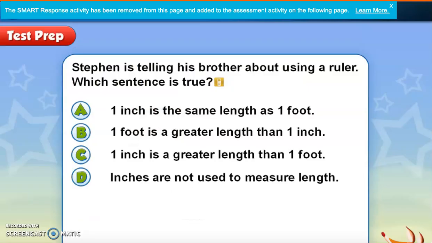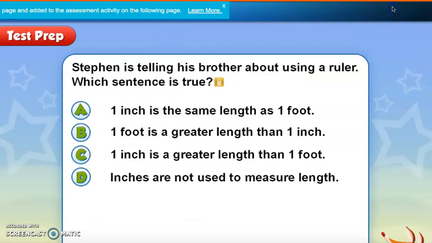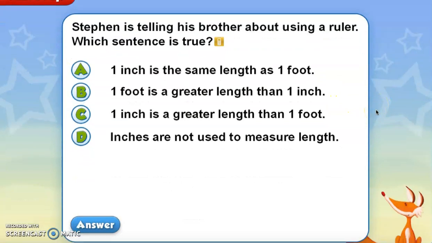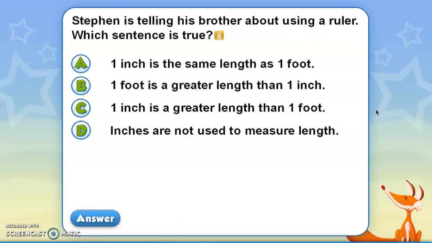To understand what to do. All right, so this last question says, Stephen is telling his brother about using a ruler. Which sentence is true? So we're going to go through each option here and see which one is true. So A says, 1 inch is the same length as 1 foot. Well, that can't be true, right? Because remember, 1 foot is 12 inches. So 12 inches is the same length as 1 foot, but this one says only 1 inch is the same as 1 foot. So this one can't be right.